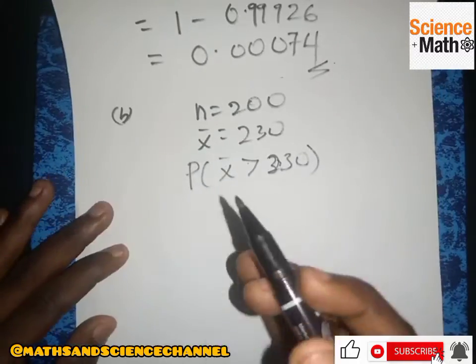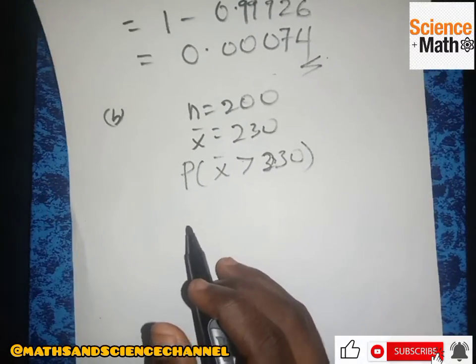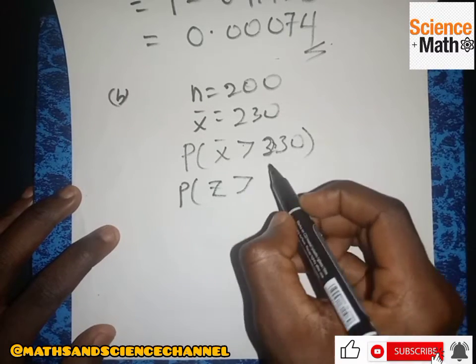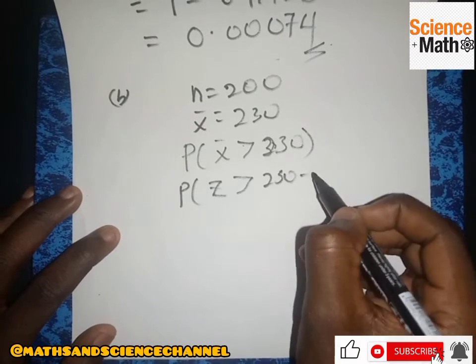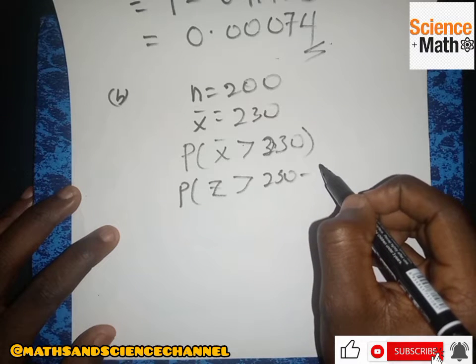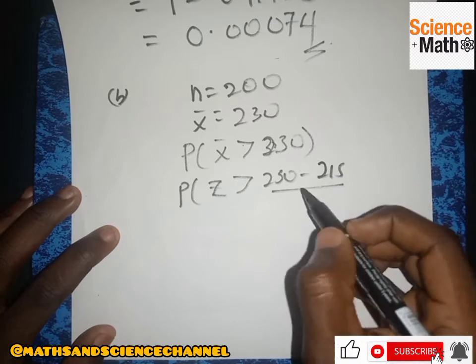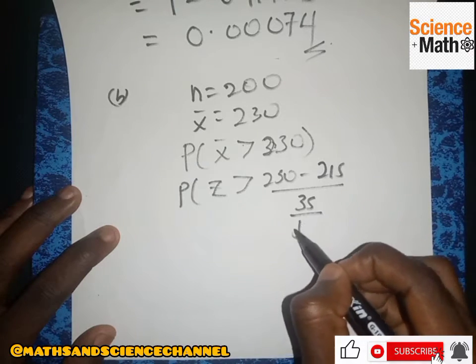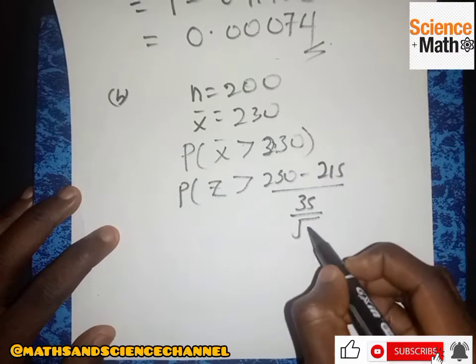So we still have this here. Basically we change this to Z, then we have 230 here minus the mu. So mu is still 215 from the general question, over the standard deviation, which is 35, but in this case the number of samples in this question is just 200.